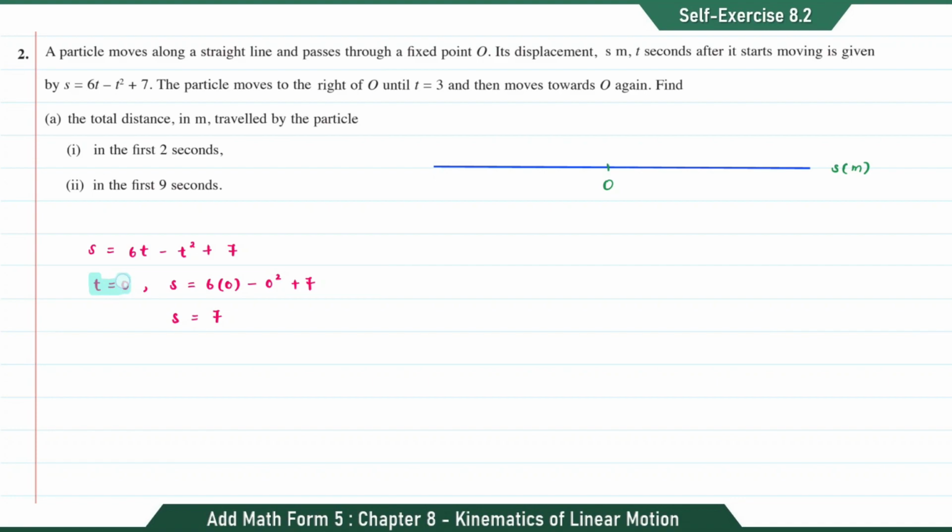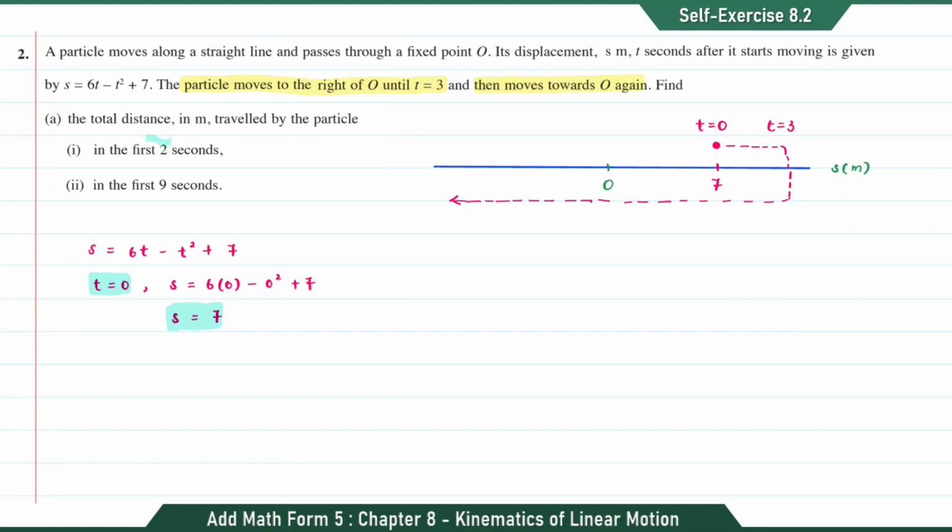This means at the start, the particle is not at the fixed point O, but it is 7 meters to the right of the fixed point O. So for a displacement function with c not equal to 0, this means the particle was not at the fixed point O when it started, but it will be at the value of c as the starting point. So from the question, the particle moved to the right until t equal to 3 and then moves toward O again. This means at t equal to 3, the particle is moving in the opposite direction.